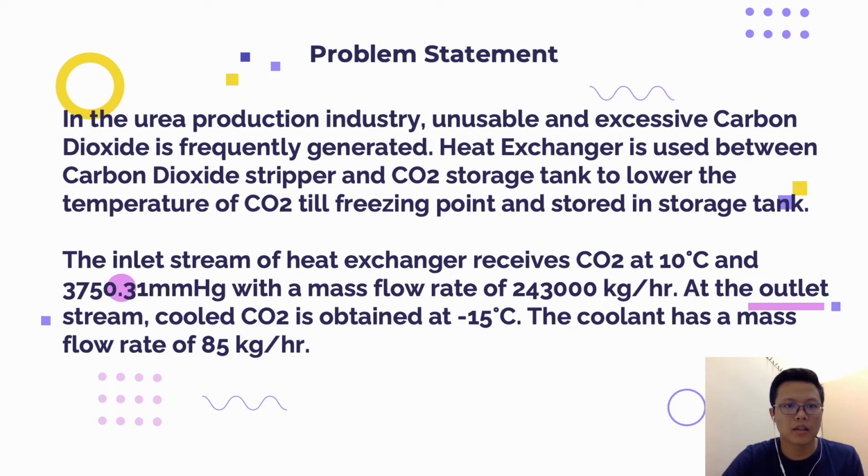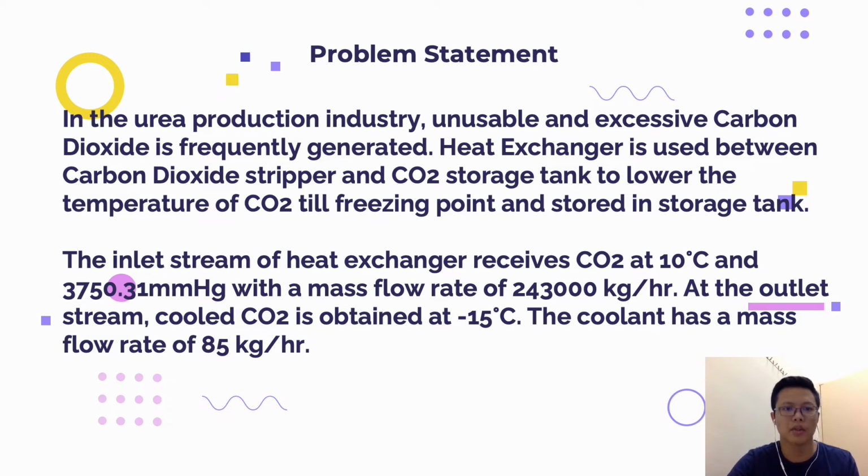Okay, let's take a look at the problem statement for our design. In the urea production industry, unusable and excessive carbon dioxide is frequently generated. A heat exchanger is used between the carbon dioxide stripper and the CO2 storage tank to lower the temperature of CO2 until freezing point and stored in the storage tank.